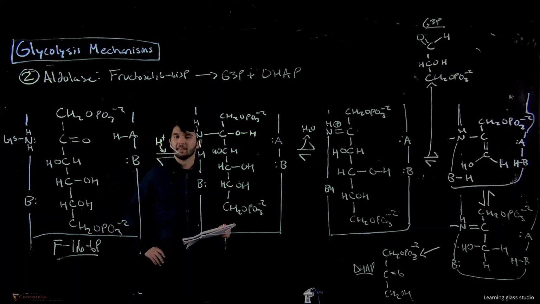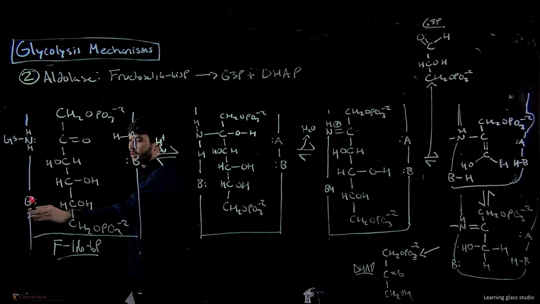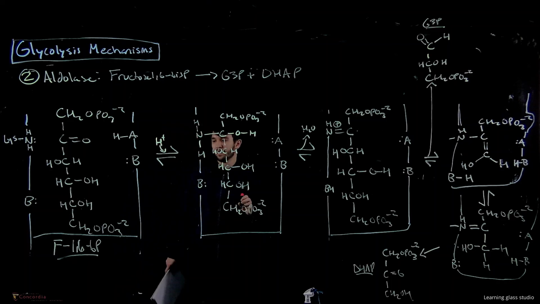All right, this is definitely the most complicated mechanism of glycolysis that is in the slides. So this is the mechanism of aldolase, which converts fructose 1,6-bisphosphate to glyceraldehyde 3-phosphate and dihydroxyacetone phosphate. Okay, so essentially we have these 4 amino acids here. We have a lysine, we have a basic amino acid, acidic amino acid. Okay, and this is the active site.